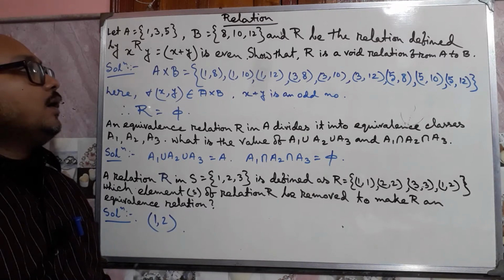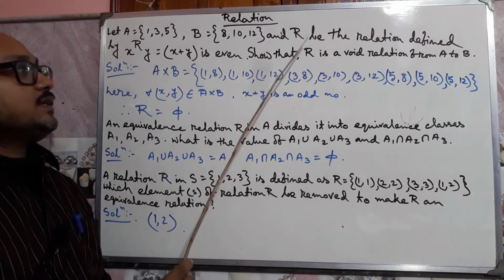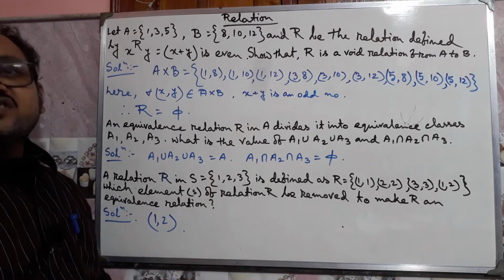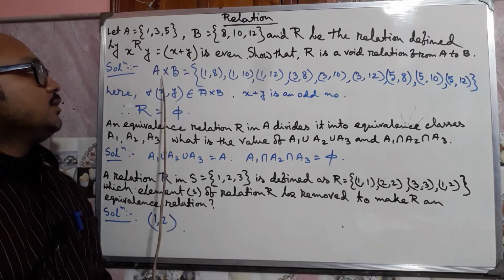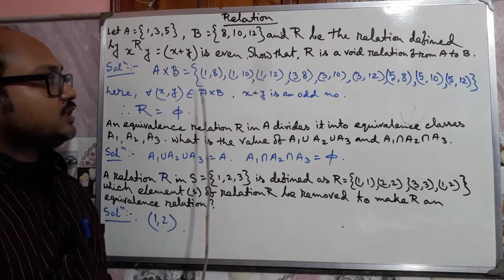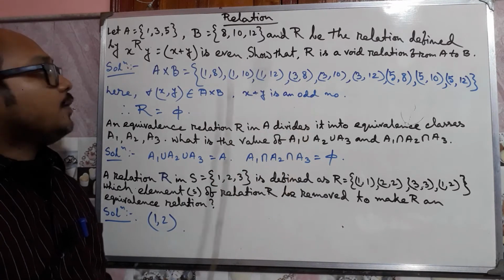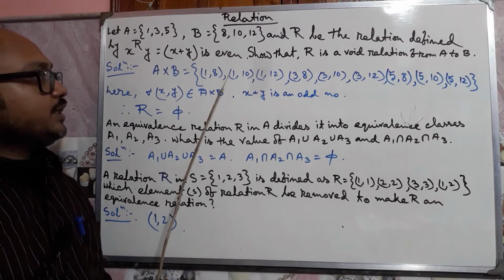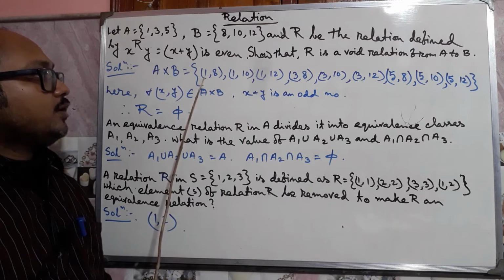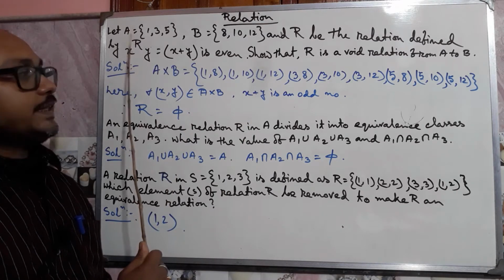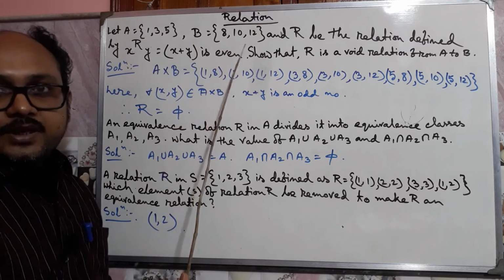Now, what do we know? What is a relation? A relation R is a subset of A cross B. Then what is A cross B? A cross B consists of these ordered pairs. Now you see, in all these ordered pairs, the first number is odd, that belongs to the first set A, and the second number is even, that belongs to the second set B.